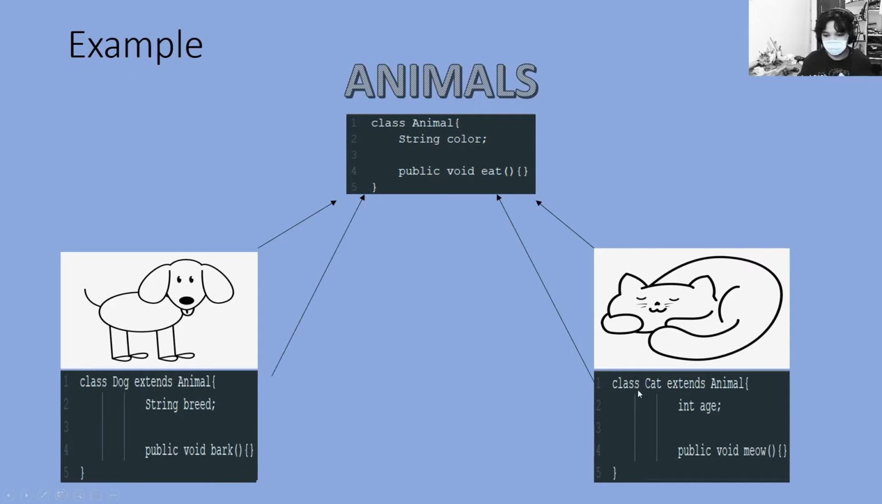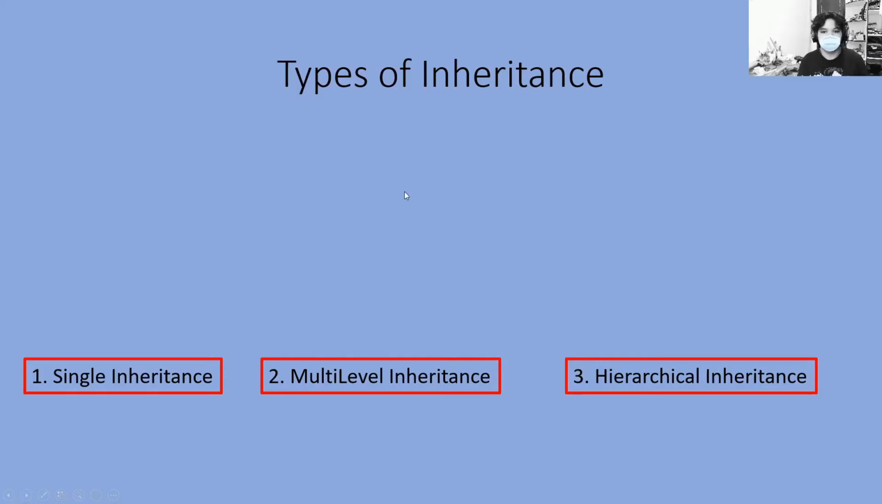And now technically, this cat class and this dog class can be called the subclass or the child class. Similarly, the animal class, from where we inherited the properties, can be called the superclass or the parent class. And now we have the three types of inheritance: single inheritance, multi-level inheritance, and hierarchical inheritance.